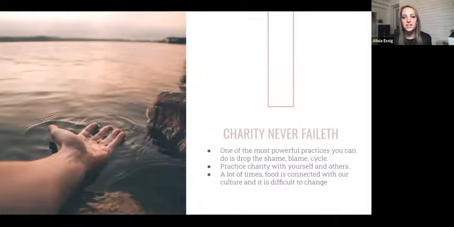Charity never faileth. It is one of the most powerful practices that you can do, is to drop the shame, drop the blame, drop all of that. If you did eat too many chips, or too much popcorn, do not give yourself a hard time about it, right? If you had too many cookies, just be like, I don't feel good. This is a data point. This is me experimenting like a scientist and looking at it neutrally without judgment.